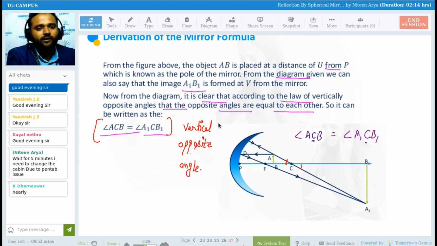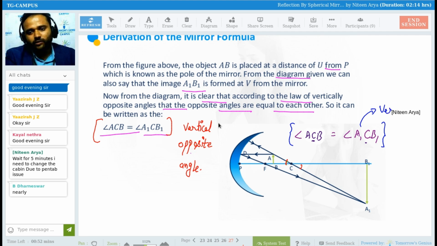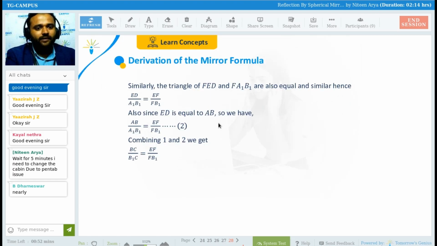Maybe clear? Why so? Vertical opposite angle. Simple. The rest of the other things I already described on the previous page. Vertical opposite angle. Okay, now moving ahead, this is vertical opposite angle.